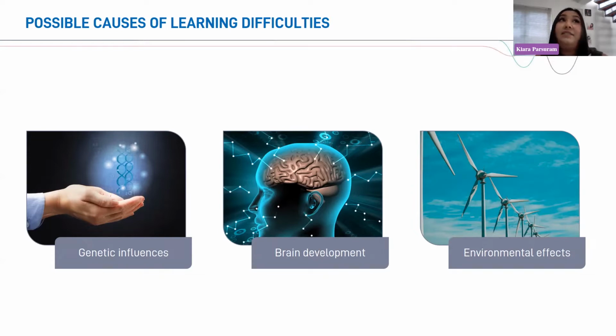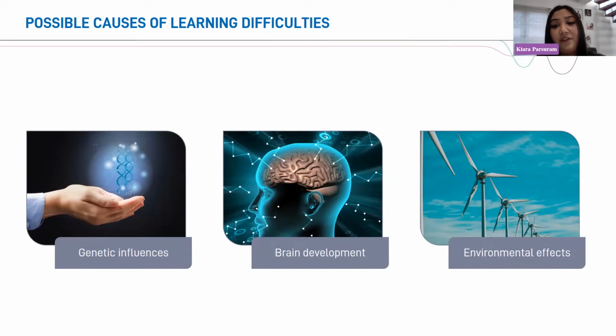It is important to note that there is a stat fact where 4 million children and teenagers have a learning difficulty, and many of them cope with more than one difficulty at the same time. So the possible causes of learning difficulties are seen below here, which are your genetic influences, brain development, as well as environmental effects. However, it is not entirely clear as to what causes learning difficulties, but researchers believe that it is the three that you see in front of you.